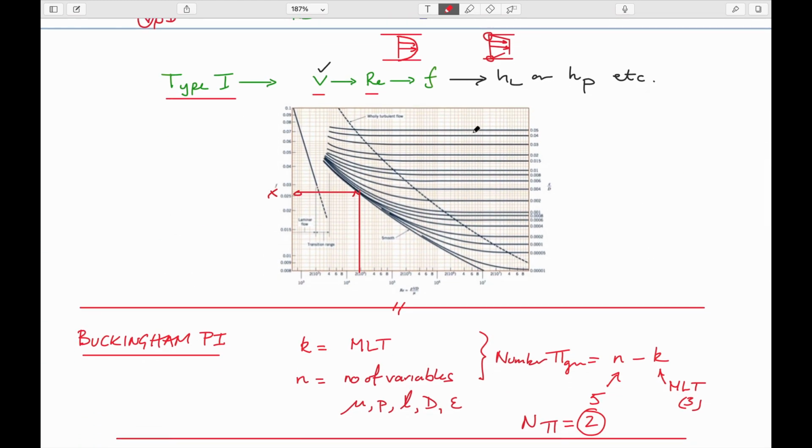And so both the expressions are type 1, so this is the sequence. You know the velocity in the fitting or the pipe. You can find the Reynolds number. If you know the Reynolds number, you can get the friction factor. And the friction factors vary in the way that we said. If it's laminar, it's a function of Reynolds number. If it's purely turbulent, it's a function not of Reynolds number. It's independent of Reynolds number.